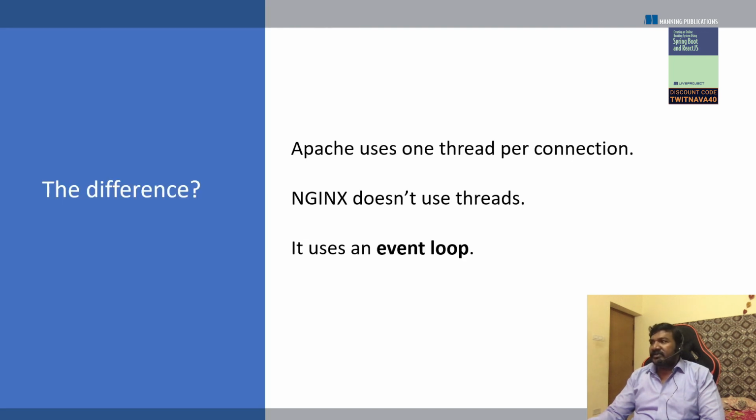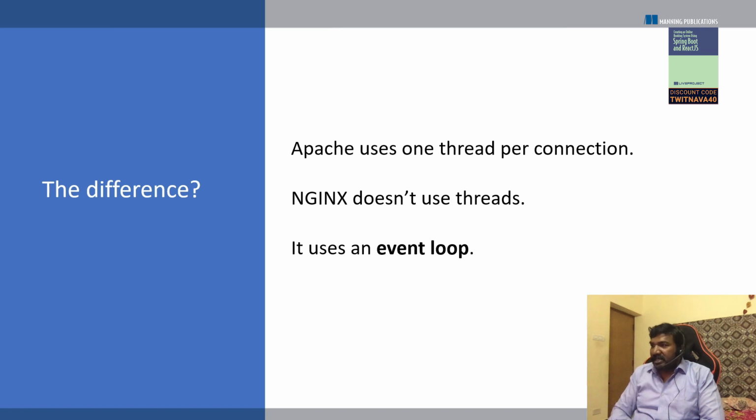Okay, so what is the difference? Apache uses one thread per connection. So if I am going to make a request like www.someexample.com, it will assign one particular thread, and then that thread is responsible for all the computation. And then once it is done, it will give the thread back. So it will assign a single thread for the entire request.